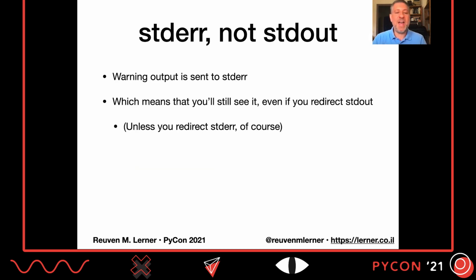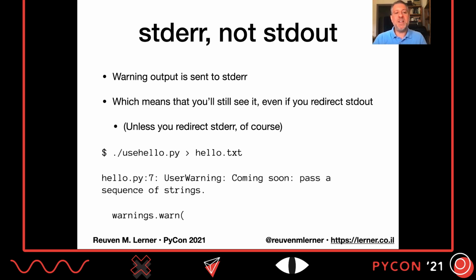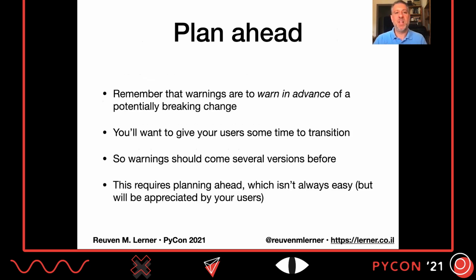Now, it's true that the output from the warnings is sent to standard error, not to standard out. So that means that if you're redirecting standard out from your program, you'll still see the warning on your screen. And it'll go along with any other errors that are printed. So that's really good. Now, of course, if you redirect standard error, that's not a bad thing because it'll go, as I said, with all the other errors. So if I now say use hello.py and I redirect it to hello.txt, we're still going to see the warning on the screen here, which is good.